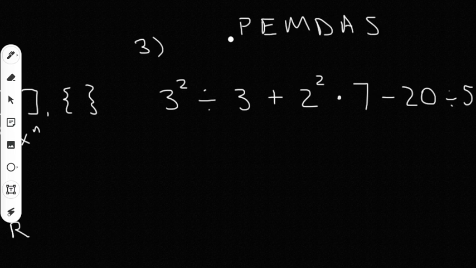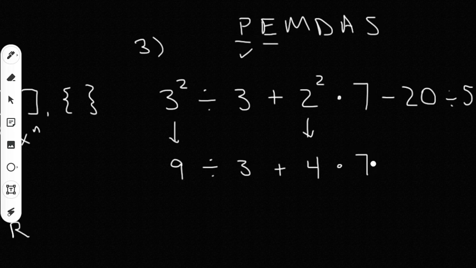Okay, so I start at the first letter P. Are there any parentheses? No. So I can move on to the next one, E. That stands for exponents. So do I have any numbers raised to a power? Yes, I do. I have 3 squared, which is 3 times 3. That's going to give me 9. And I also have 2 squared over here, which is the same thing as 2 times 2. That's going to give me 4. And then I bring down the rest of the stuff: the divided by 3, the plus, the times 7, the minus 20, and the divided by 5.